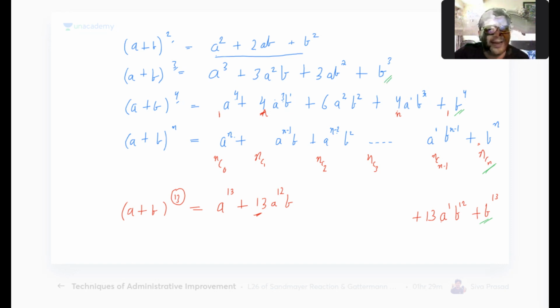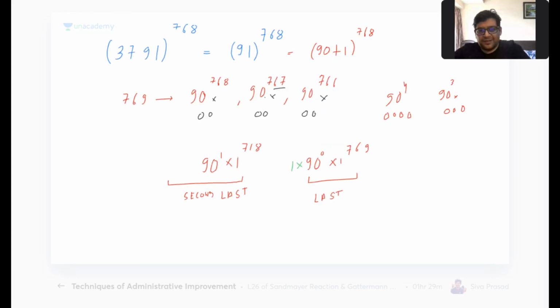What is the coefficient for the second last term? So here it is 2 because the power was 2. Here it is 3 because the power was 3. Here it is 4 because the power was 4. And finally, here it was 13 for the second last term because the power was 13. So in this case, it is going to be whatever is the power.